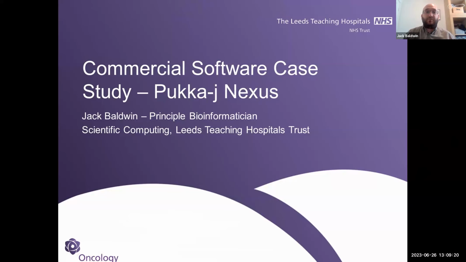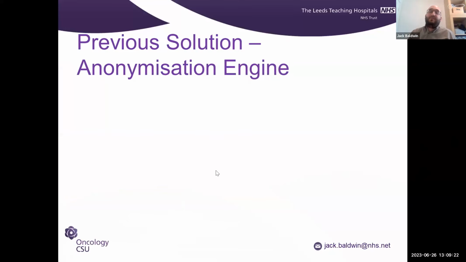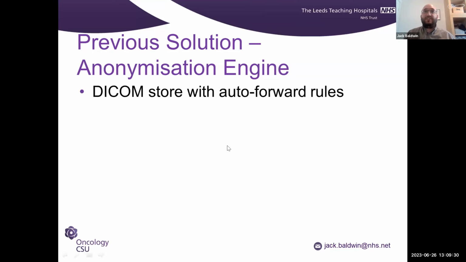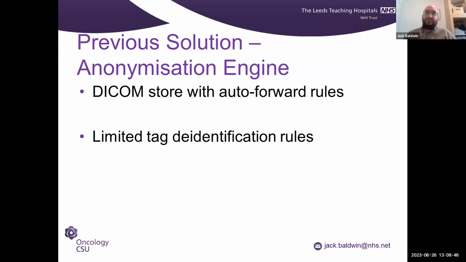So looking at the previous solution, the Pucka-J anonymization engine, why did we need a new solution, this Pucka-J Nexus solution? What we used to have was a DICOM store with auto forwarding rules. That's what the original Pucka-J anonymization does. It's just a standard PACS-like DICOM store with an auto forwarding rule that would forward things to our research environment. Now, this had very limited tag de-identification rules. You could only remove, replace certain tags, or empty type twos.